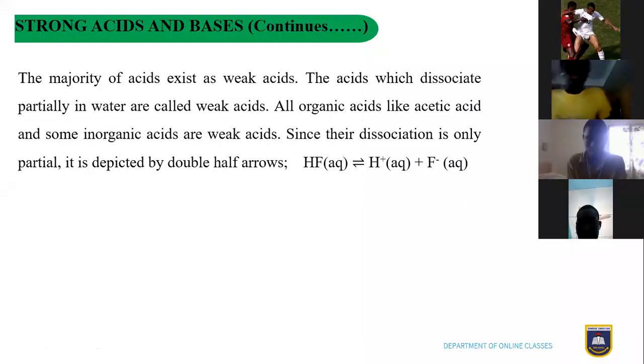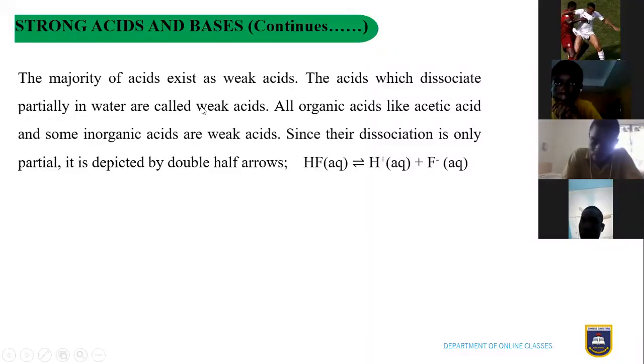Now, the majority of acids exist as weak acids. I made that point already. If in the whole of chemistry we have just 7 strong acids, you can just imagine. The majority of the acids in chemistry exist as weak acids. What are they? They are the acids which dissociate partially in water. Iris gave that definition earlier. Weak acids dissociate partially, or ionize partially. They dissociate incompletely in water.